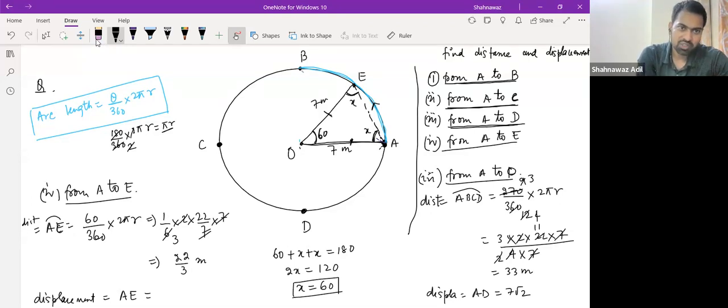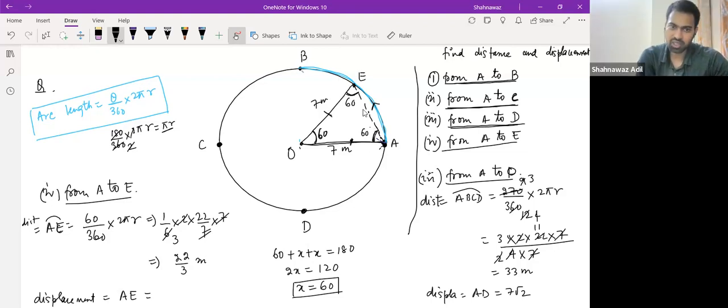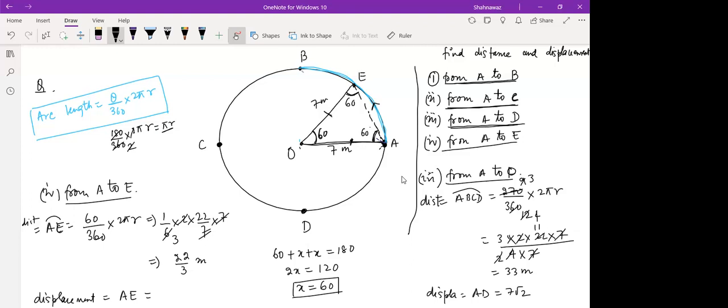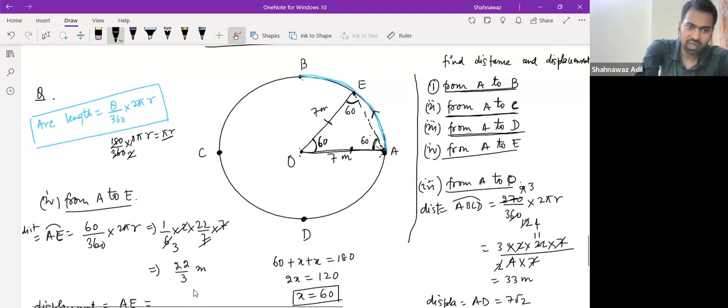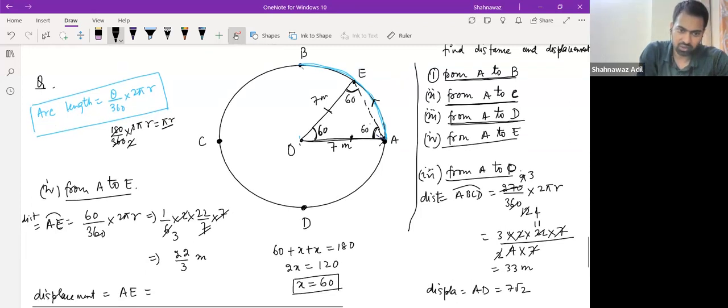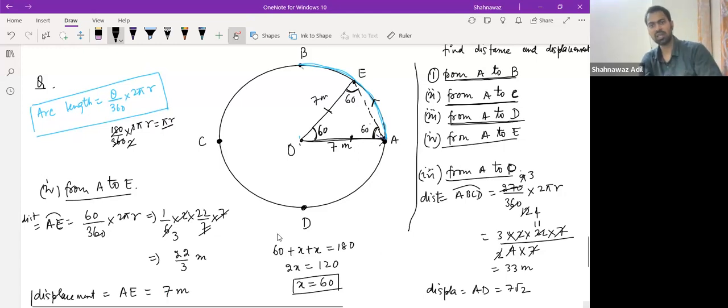Which means this angle is 60 and this angle is 60. So what is this triangle? Equilateral triangle. If this is an equilateral triangle, then what would AE be? That's 7 meters. So without doing the calculation, we can figure out this displacement. This is just from the analogy of geometry.